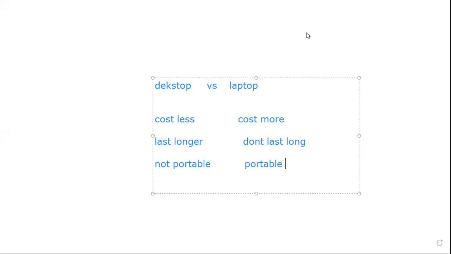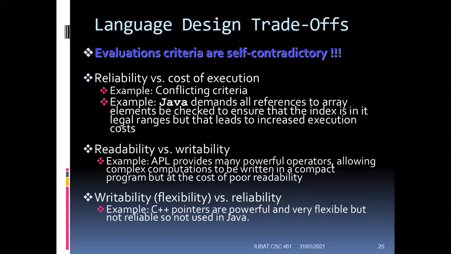In the same way, say you're going to the market to buy a dress. The dress you like might be more expensive, and we don't have that much money, but it might also not last that long. So in that case, you also have to make a decision. This type of decision we call a trade-off. So here, the first trade-off is sometimes between reliability and cost of execution. For example, the Java programming language, these two are conflicting criteria.